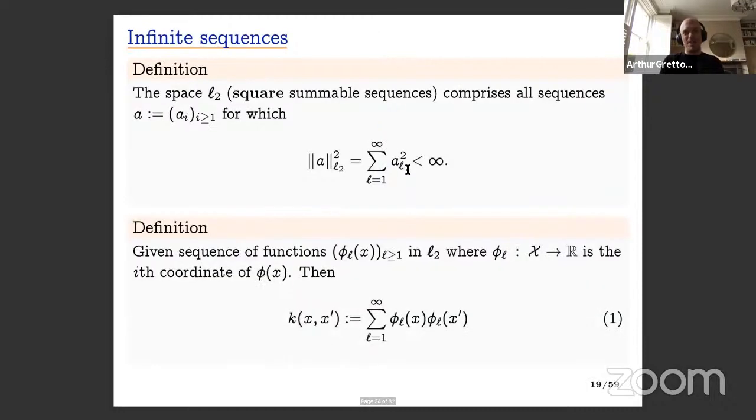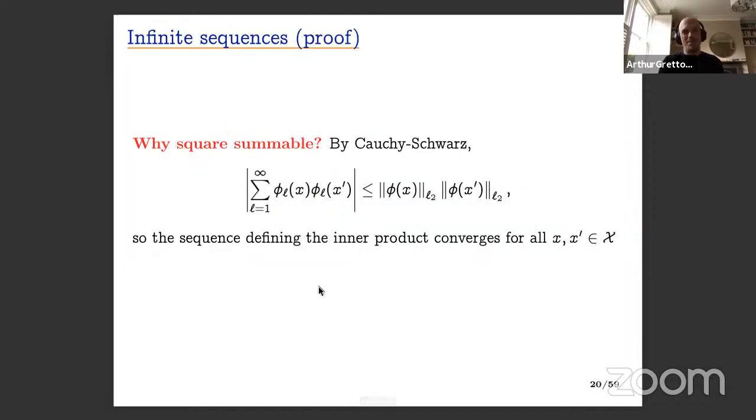Where is this relevant? Well, what if the features of my x are square summable? So I've got infinitely many features of my x, but nonetheless, if I take the sum of the squared features, I still have something finite. In this case, my kernel is not going to be infinity. My kernel is still going to be finite, and it's still going to be an interesting thing to think about. The proof of this is very short.